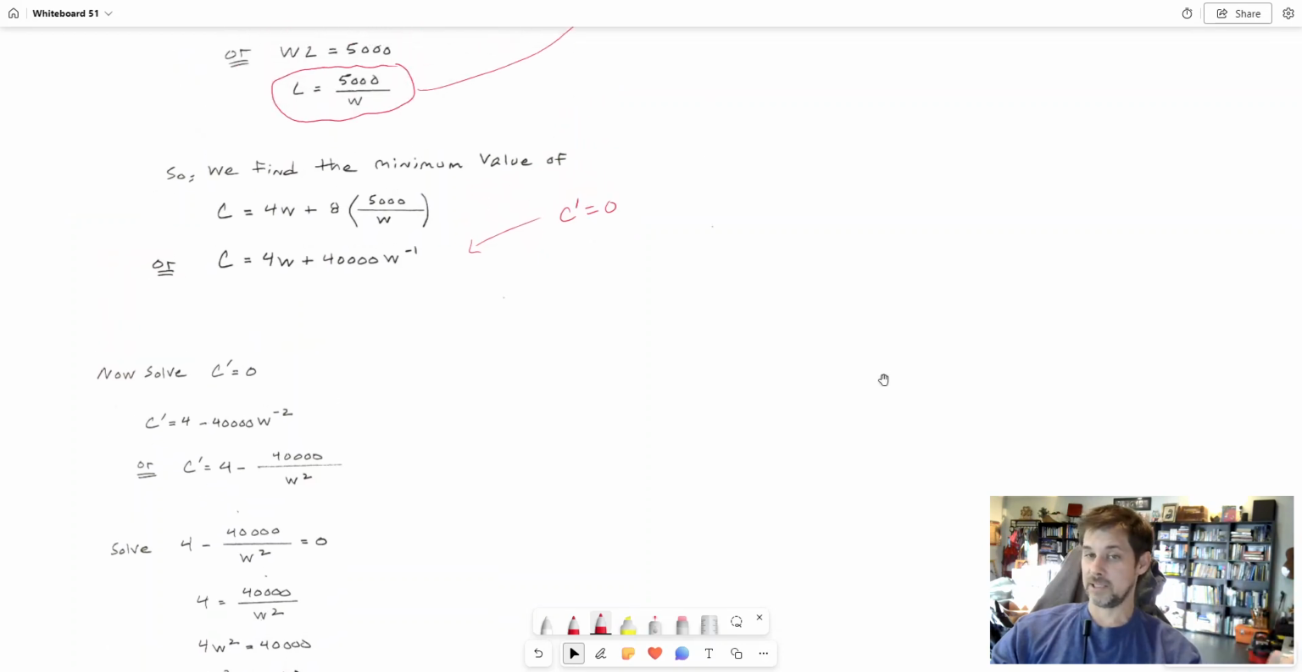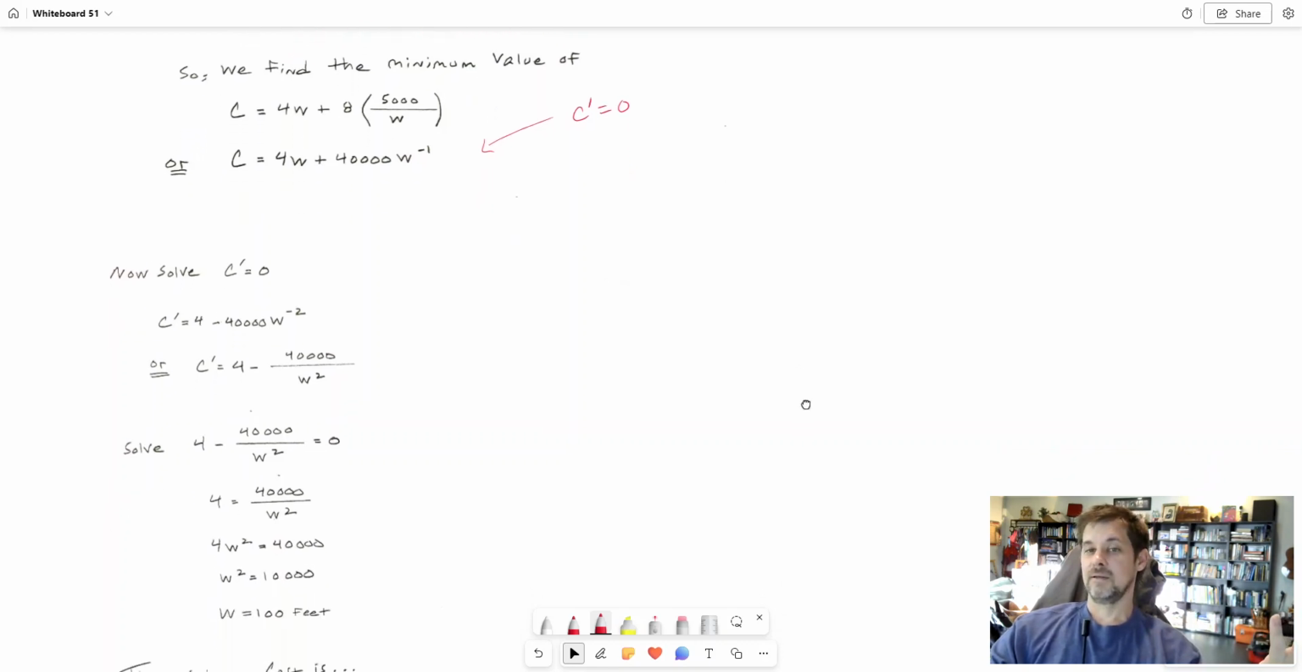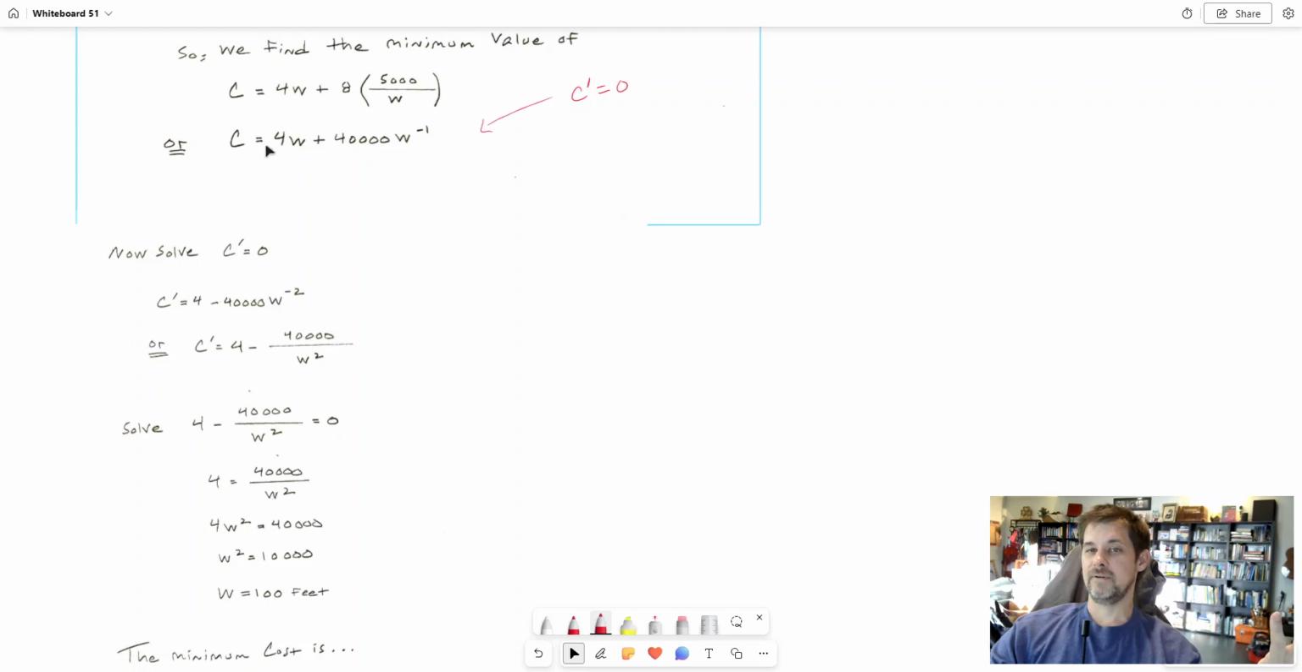So that's our general procedure. We minimize or maximize something. We get a formula for whatever that something is. We find its derivative. We set it equal to 0. Solve it. That's how we solve optimization problems, if I could put it very briefly. So let's see. What's the derivative of 4W plus 40,000 times W to the minus 1 power?